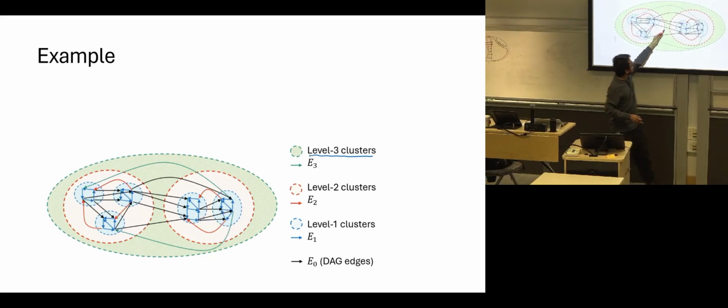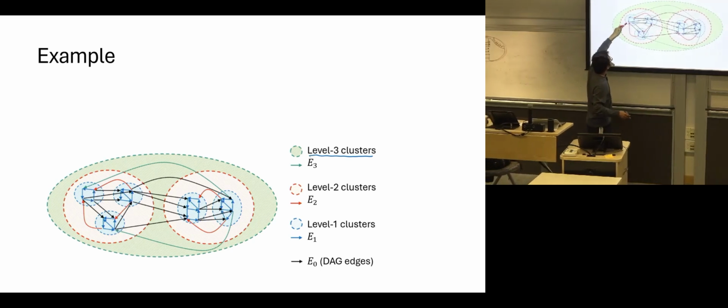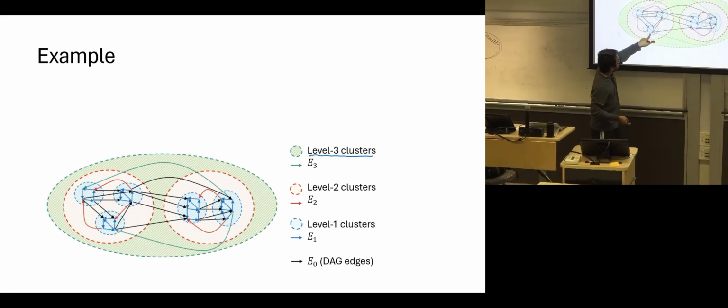And then for each red component, I have that E2 is the red edges. It's expanding in the red component. This one, the red edges are expanding inside. And it separates the red component into blue components. Then you have blue components, and the edges inside a blue component are expanding.